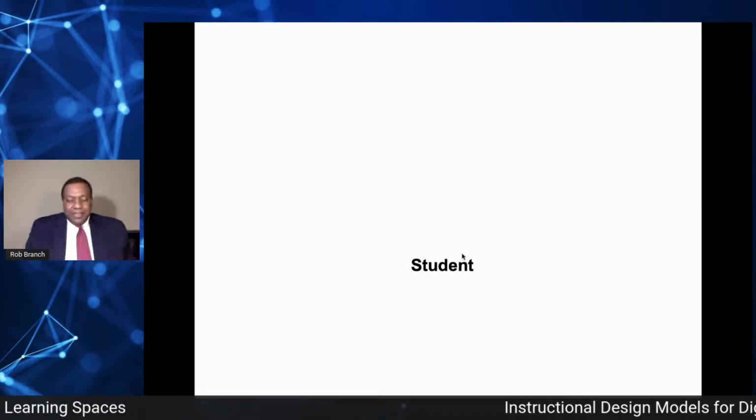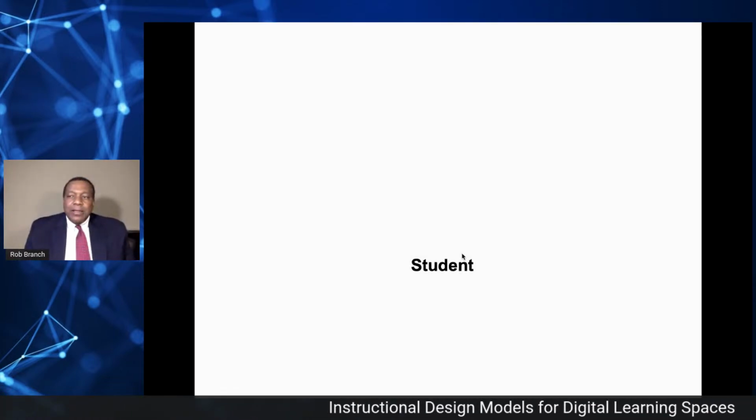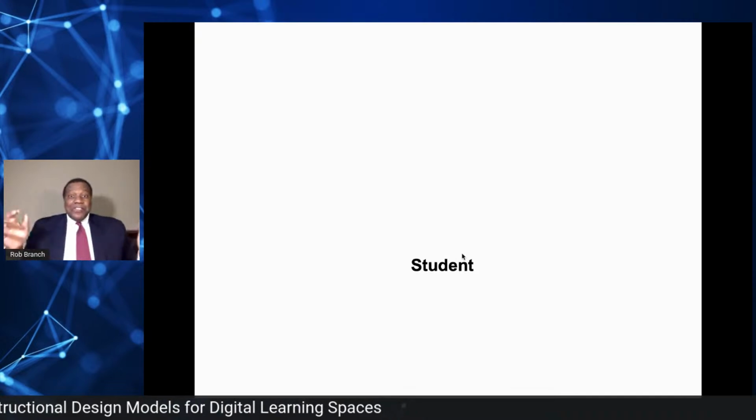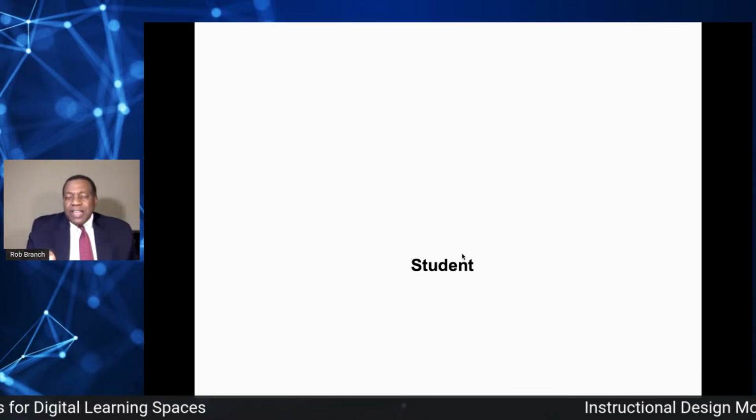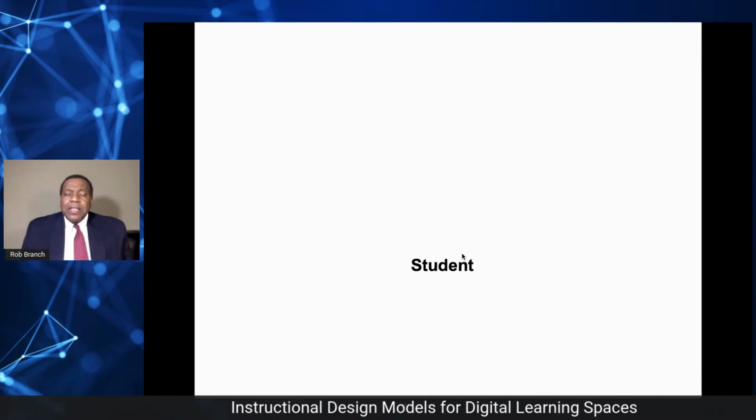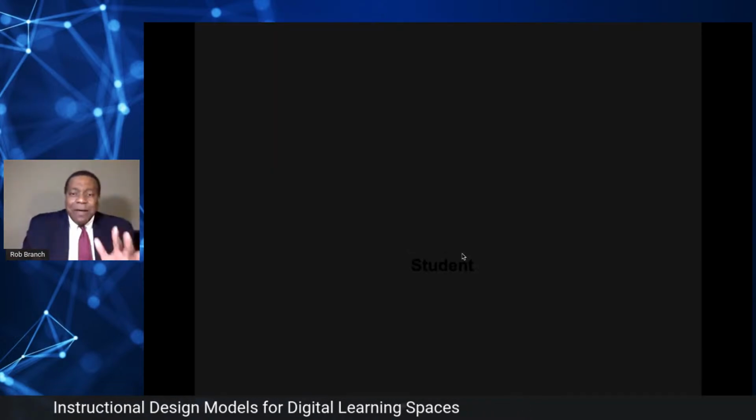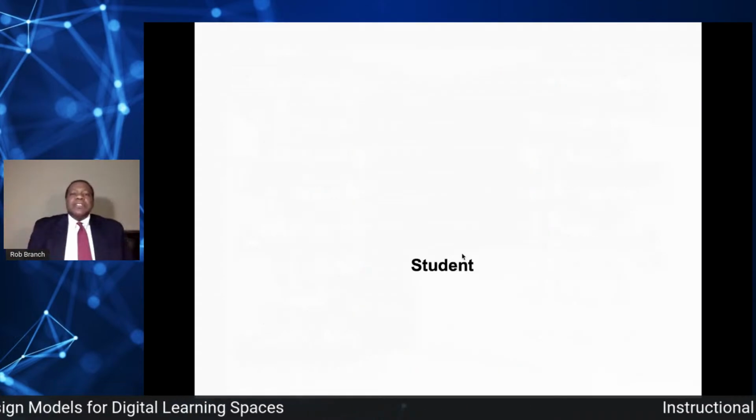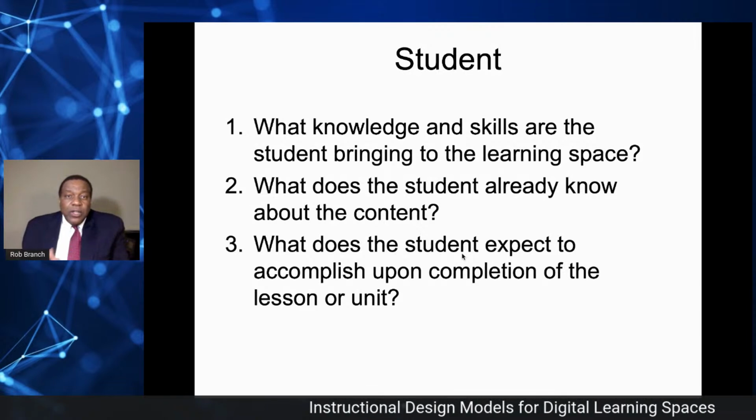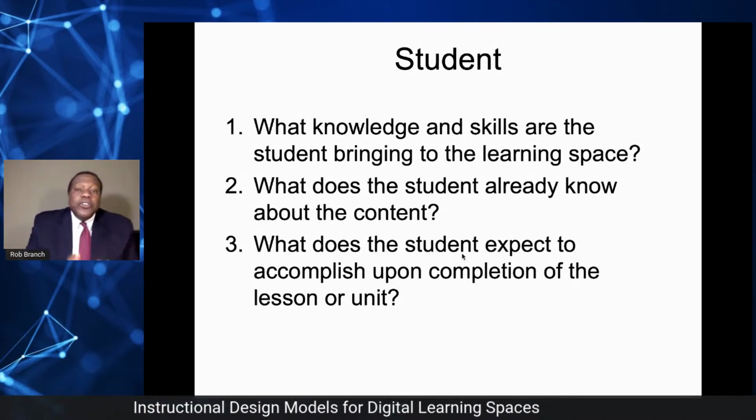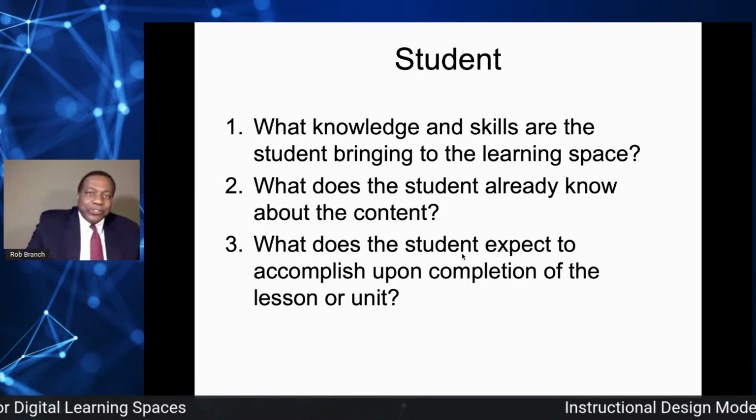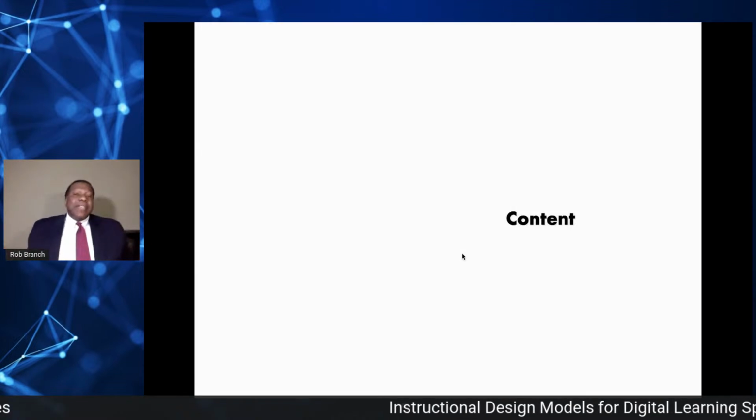I would prefer to look at it one piece at a time because I need to deconstruct this complexity. So I'm going to start with the student. I'm going to introduce this idea, and I'm going to even pause to see if there are some challenges or confirmations. But this business is complex because at the very least, the student is complex. What knowledge and skills are the students bringing? What do they already know about the content? What does the student expect to accomplish? What do you expect the student to accomplish at the end of any kind of course or unit or training? So the student entity is complex.